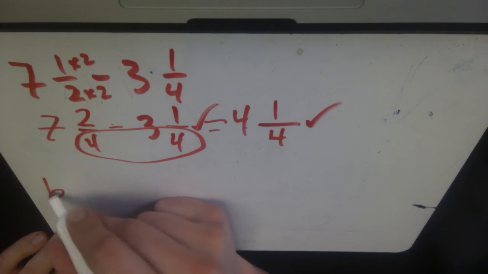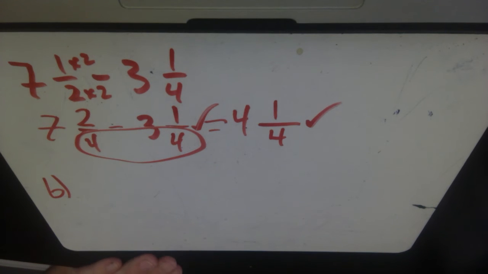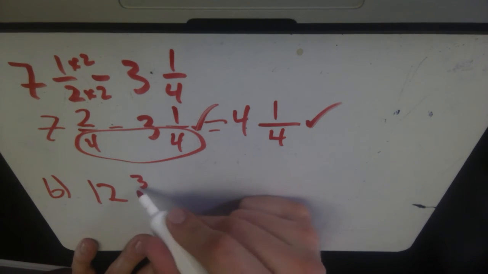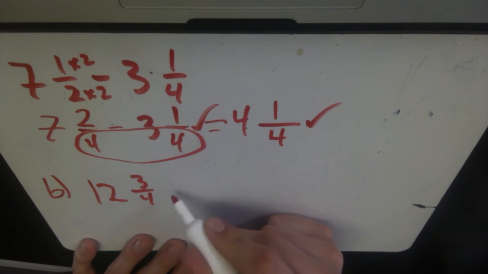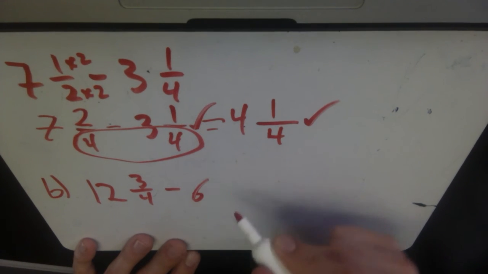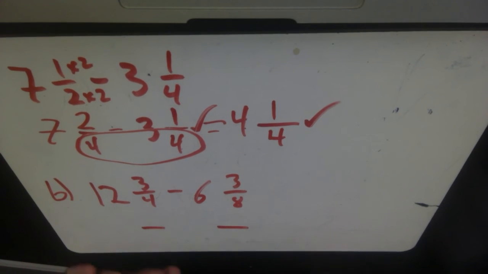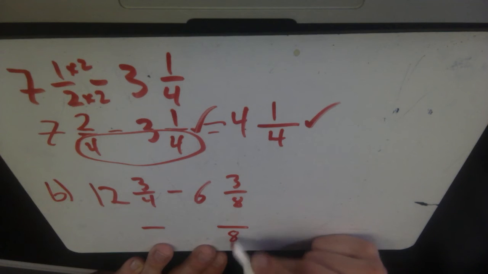B. We have 12 and 3 over 4. Subtract 6 and 3 over 8. Well, let's first find our common denominator and make our new fractions. What is a multiple of 4 and a multiple of 8? The lowest common multiple of those two numbers is 8.